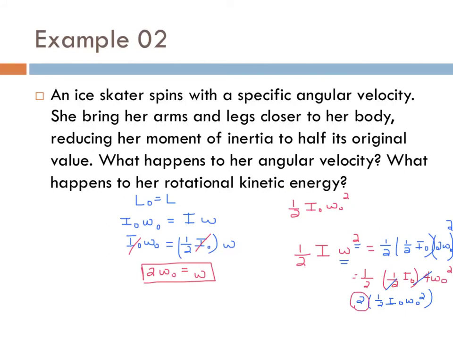So we said that our conservation of energy is going to be true if there was no work done. But here, because she had to do a force to bring her arms in, then she provided that additional increase in rotational kinetic energy. She put work into the system.